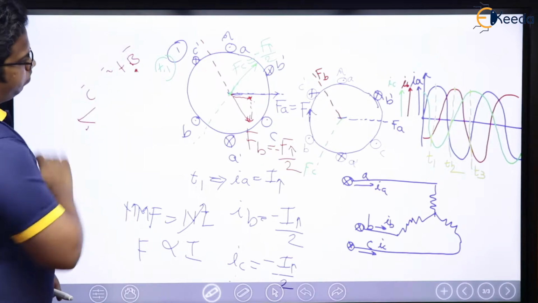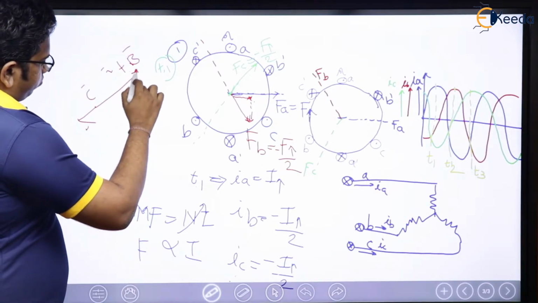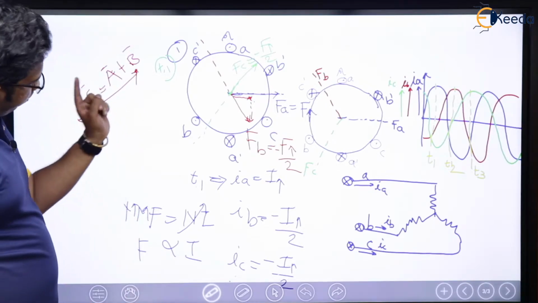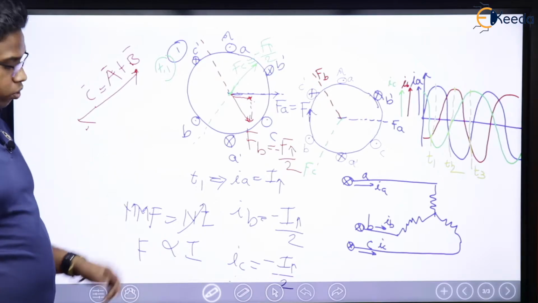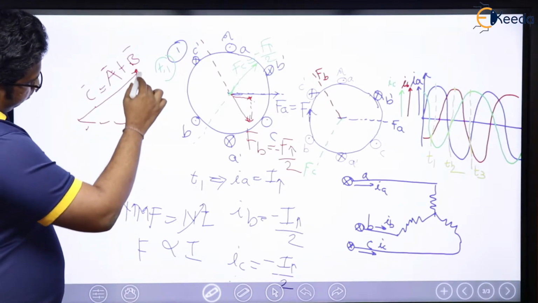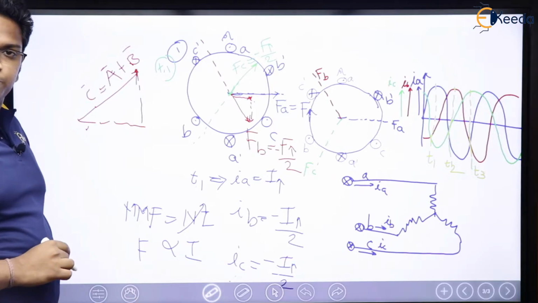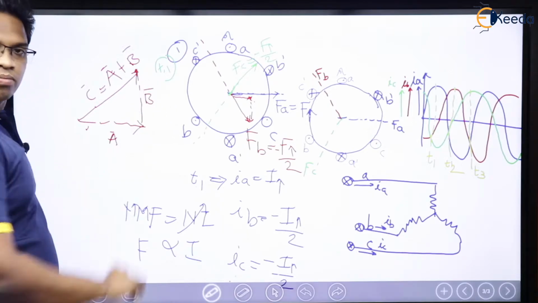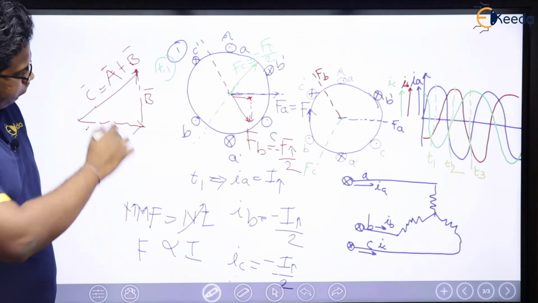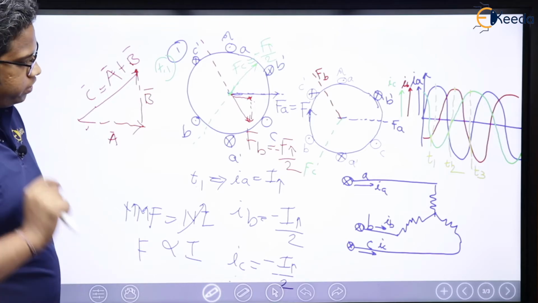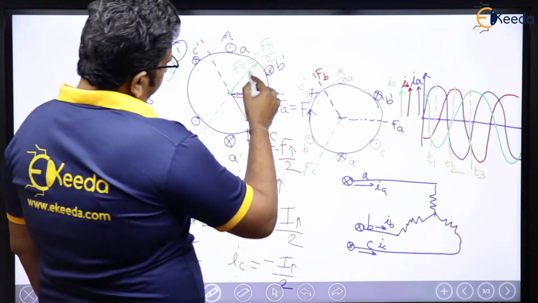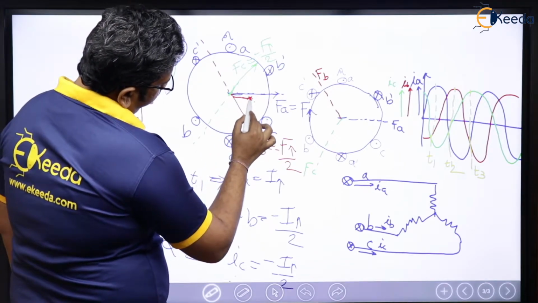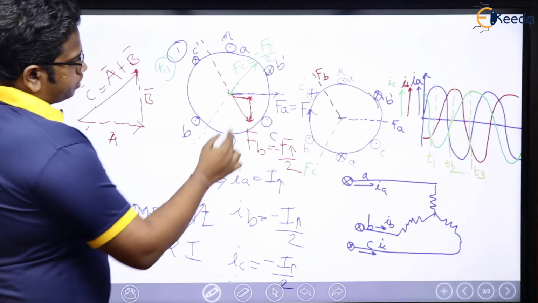If I don't have this A bar and B bar, I only have C bar. So can I split it into horizontal component A bar and vertical component B bar? I can do it, right? So this we have already studied in vectors. We are not going to discuss them here. Now let us see here. This is FB. This is split into two components. One is horizontal component, one is vertical component, right?